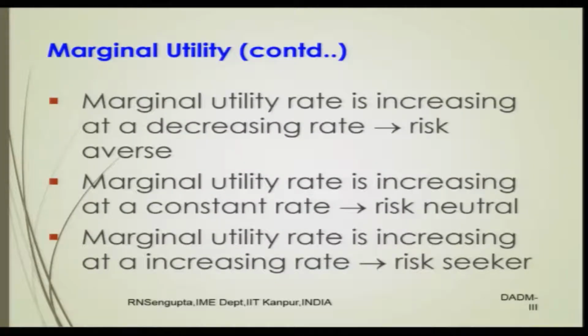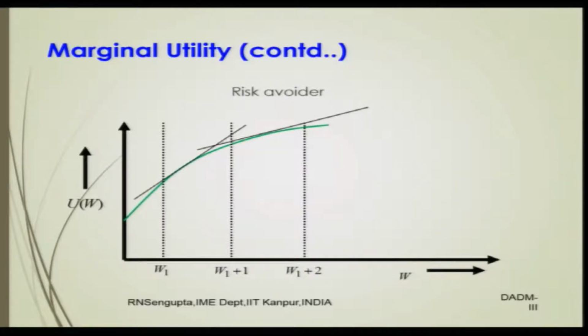So, if I consider increasing, that is what I said: marginal utility rate is increasing at a decreasing rate, which is risk averse. Marginal utility rate is increasing at a constant rate, risk neutral. Marginal utility rate is increasing at an increasing rate, which is risk seeking. So, these are the graphs.